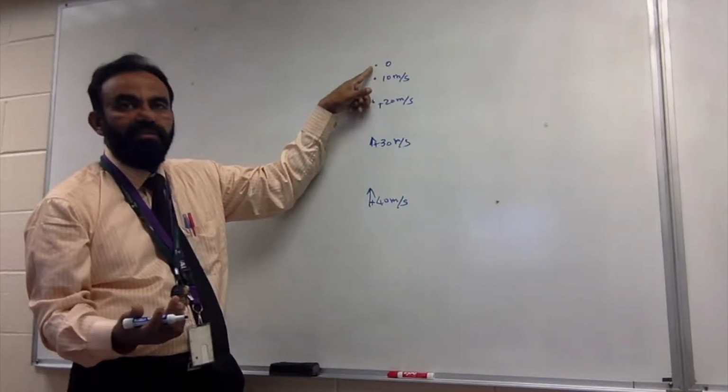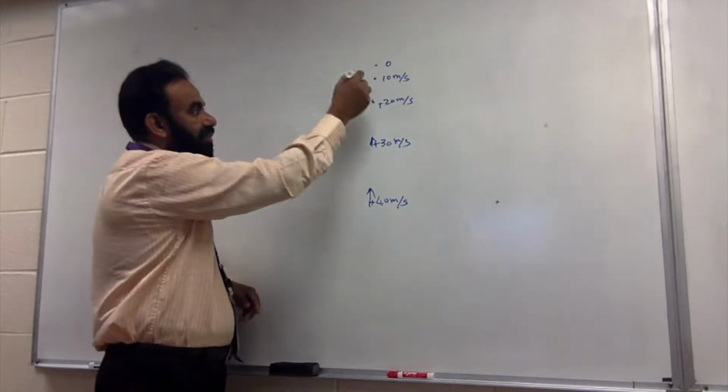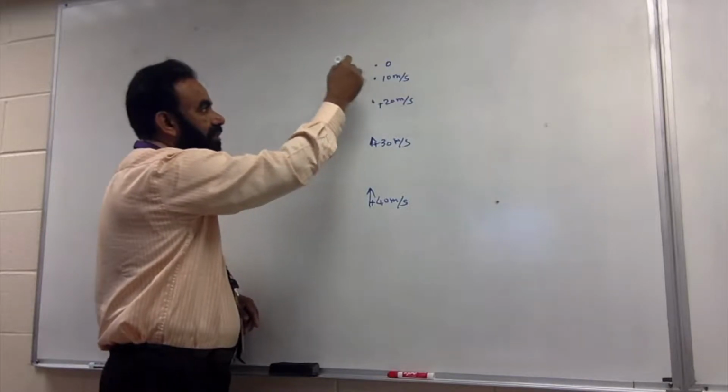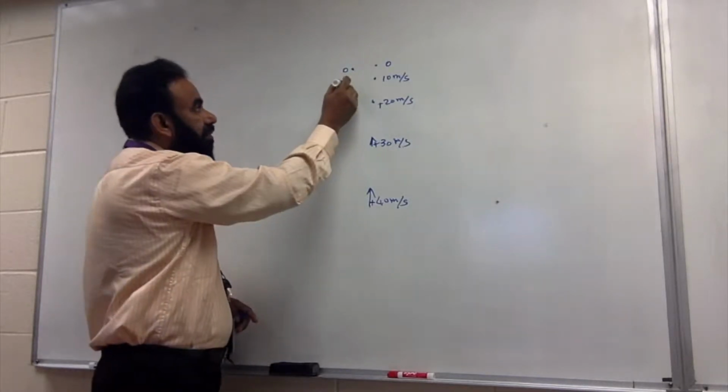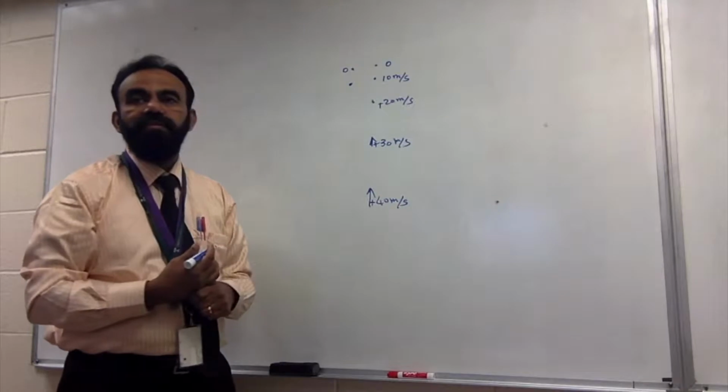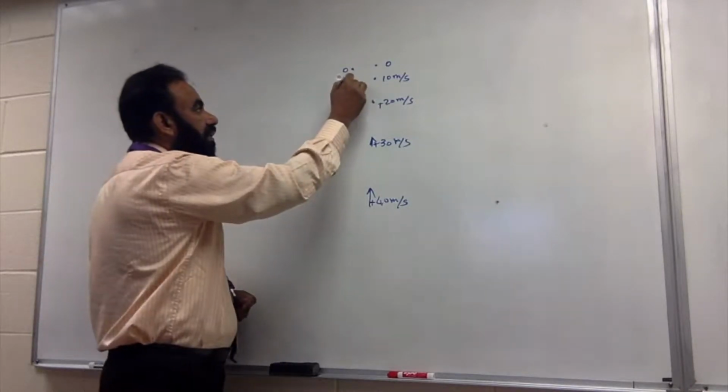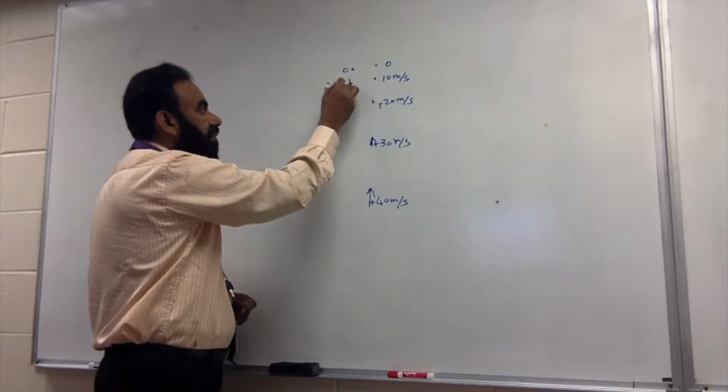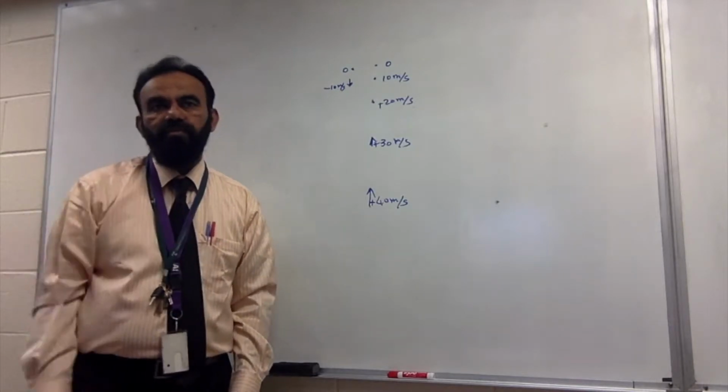Watch what's happening after it reaches there: it's going to descend. So descending motion is this, that's 0. What is the speed here? What is the velocity here? Negative 10, because it's going downward.